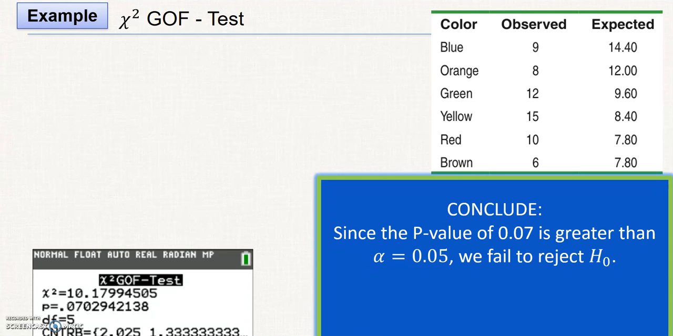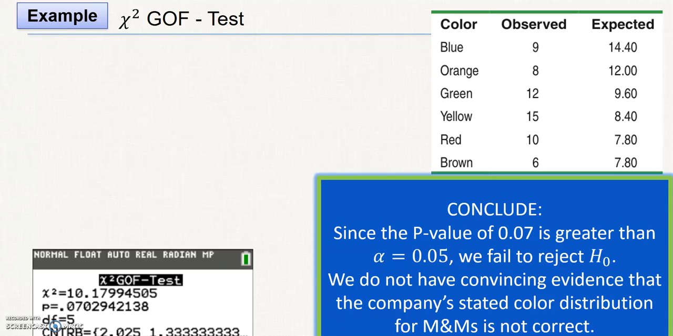Since the p-value of 0.07 is greater than our alpha equals 0.05, we fail to reject H naught. What does that mean? We do not have convincing evidence that the company's stated color distribution for M&Ms is not correct.